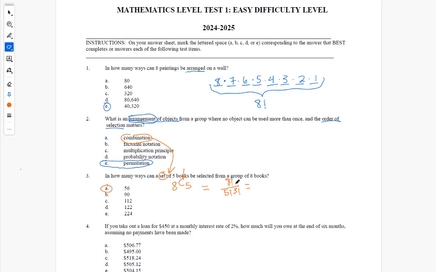Now, you can actually do these smaller numbers by hand. We could have done 8 times 7 times 6 times 5 times 4 times 3 times 2 times 1. Oh my goodness, there's a 5 factorial right there.